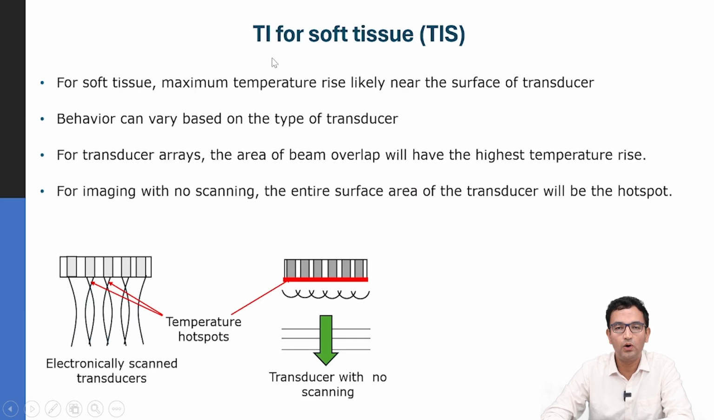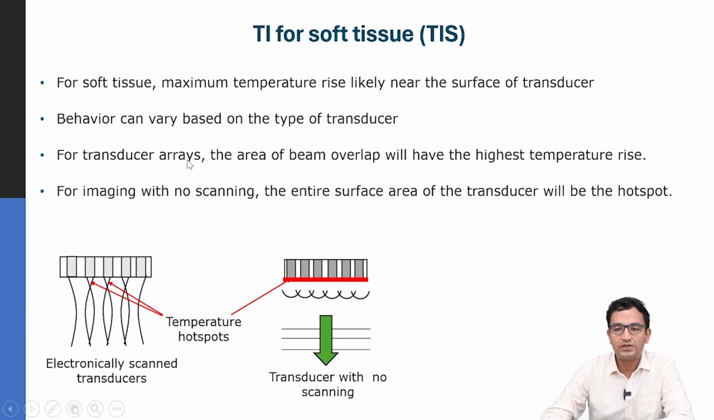So let's discuss now TI for soft tissue, or TIS. Now for soft tissue, where do you expect the maximum temperature rise to happen? This usually happens near the surface of the transducer, because the heating by conduction becomes more important here. The soft tissue has relatively low absorption. Now the behavior and the degree of heating at the surface can vary based on the type of transducer in use, the F number of the transducer, the aperture size, geometry of the transducer, etc.